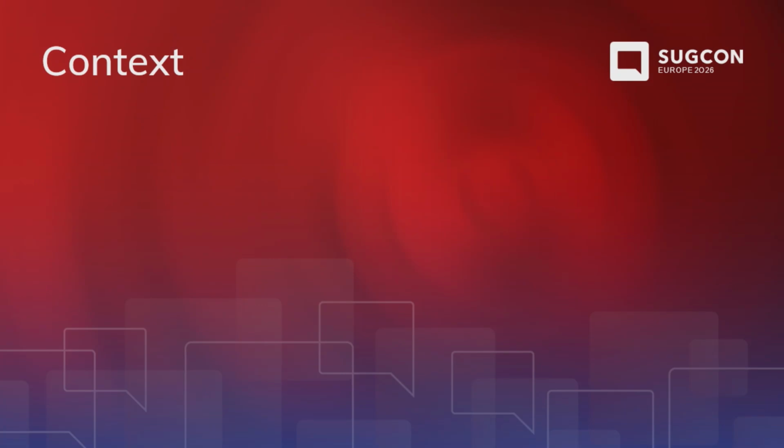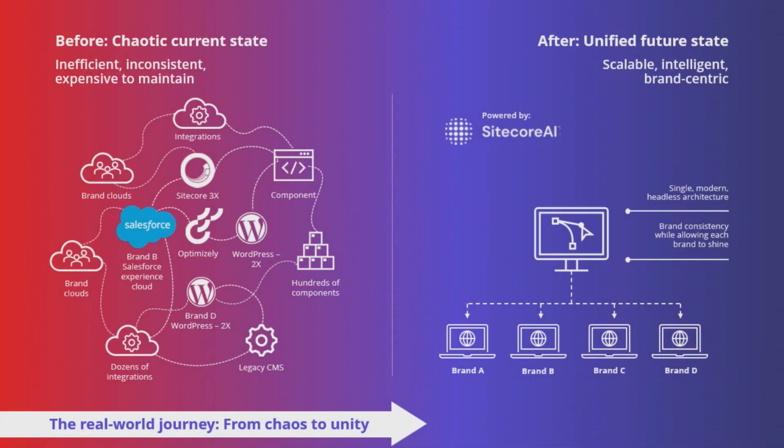Awesome. Back to Kiran. So let's talk about the context, because context is important for AI as well as humans. Let's talk about what problem was in front of us. There are two views in front of you. The left side is the before view. This is a big CPG brand. They had 200 websites on various platforms.